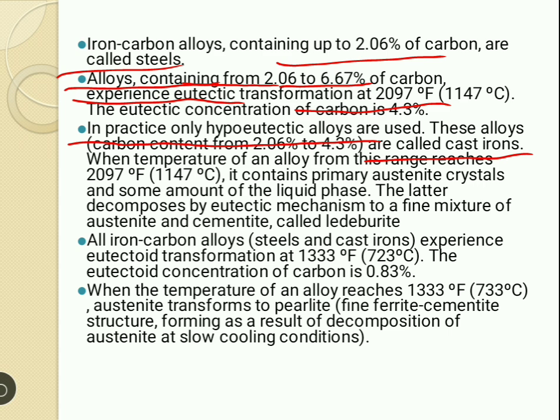It becomes more brittle when we add a carbon percentage above 2.2%. That is the cast iron phase. Now we can see that when the alloy temperature reaches this range, it contains primary austenite crystals and some amount of liquid phase. The latter decomposes into a fine mixture of austenite and cementite. It is called ledeburite.